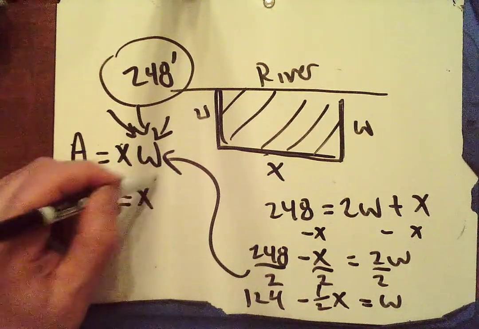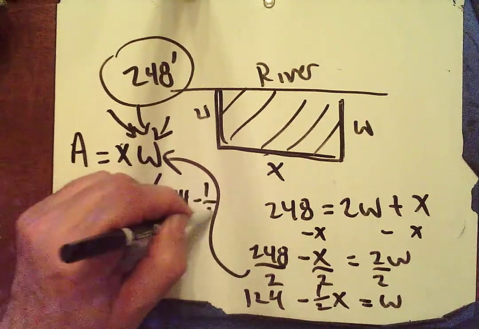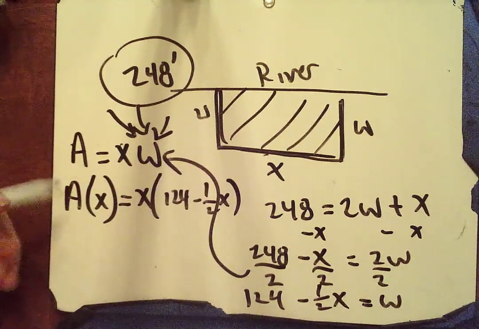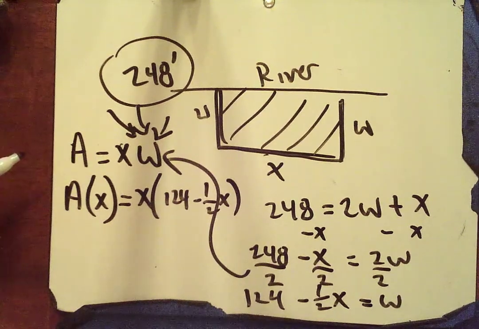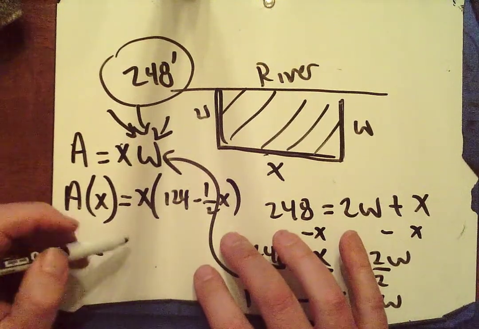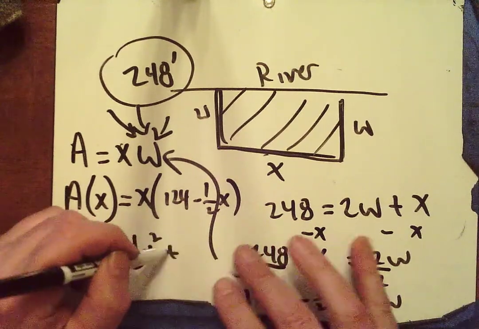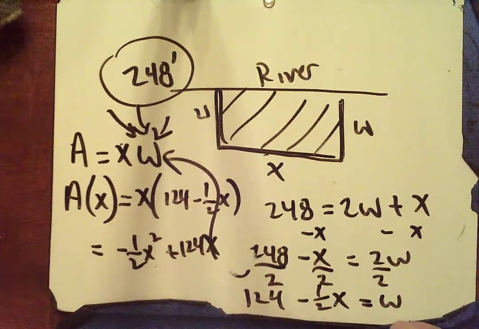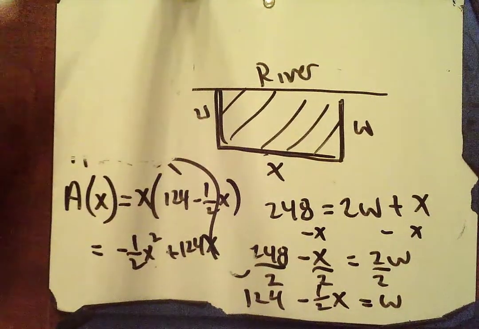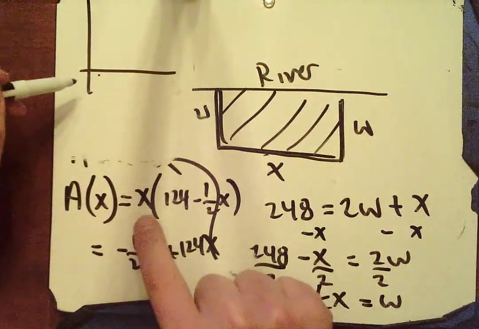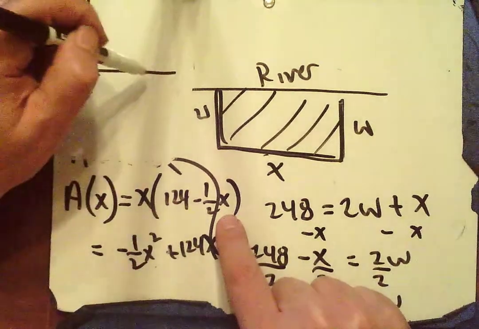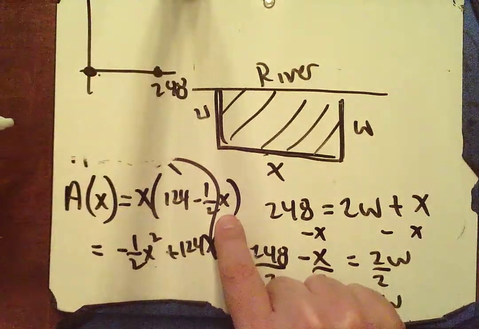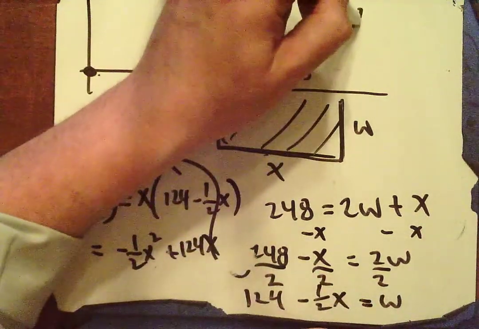So I'm going to have A = x(124 - ½x). Great, we've got area in terms of x. Now it says, for what value of x makes area the largest? Well, if I distribute here, I'm going to have -½x² + 124x. Look, it's a downturned parabola. So let's think about that downturned parabola with intercepts at 0 and 248.